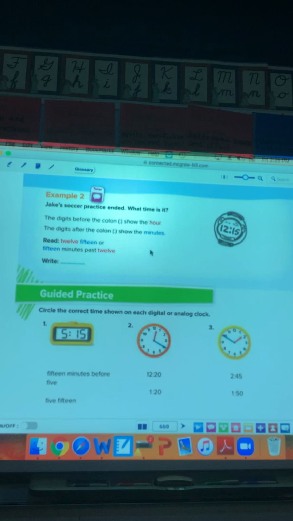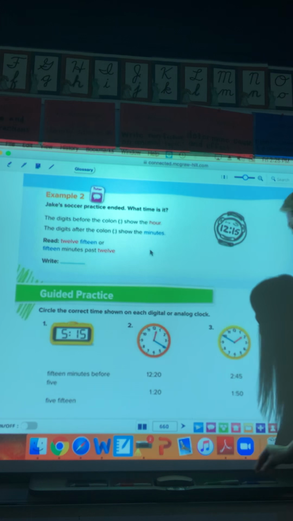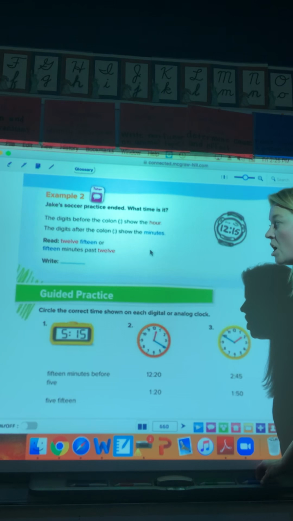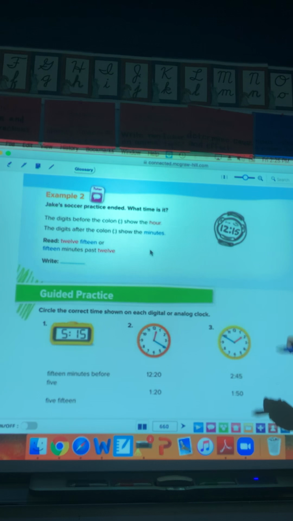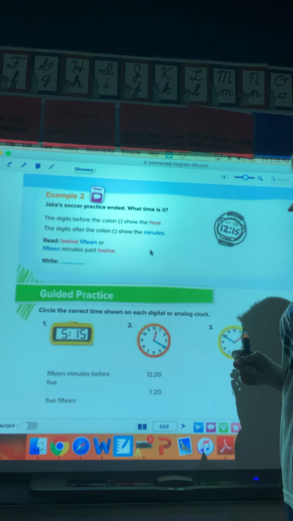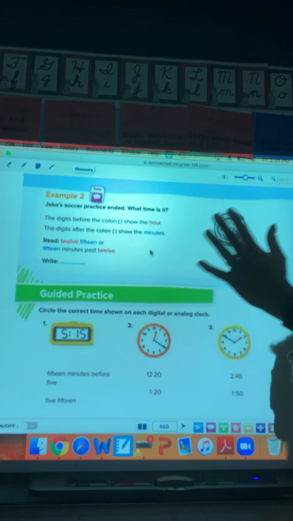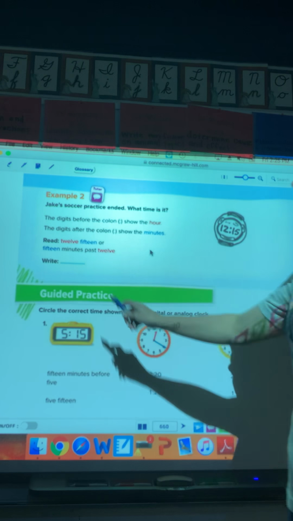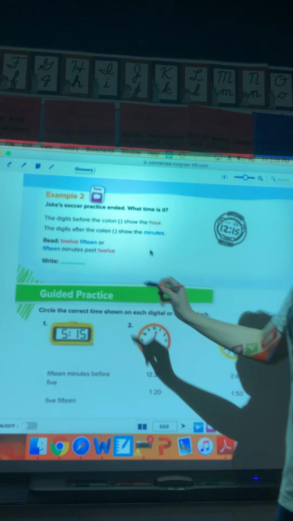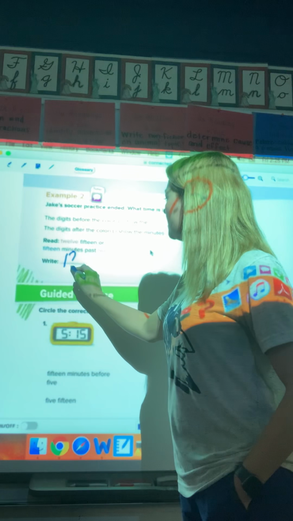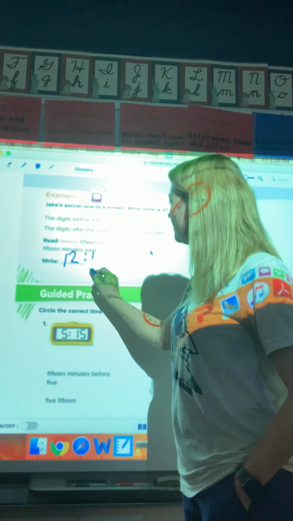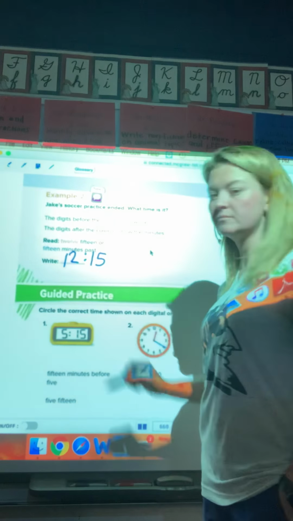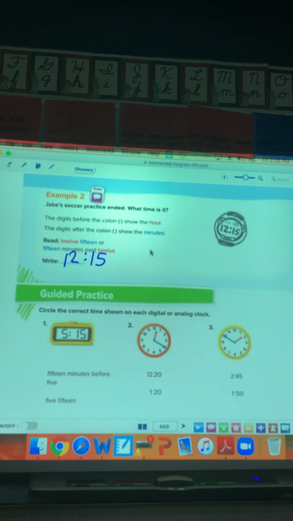How would we read that? We would read that as 12:15, or you could say 15 minutes past 12. It's already been 12 o'clock. Now we're 15 minutes past 12. And how would we write that? We would write that 12:15.